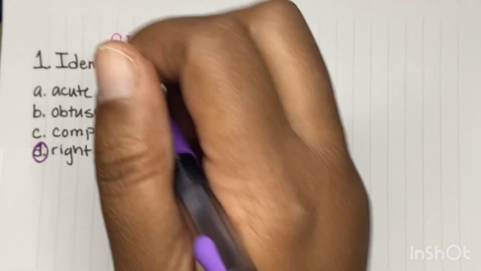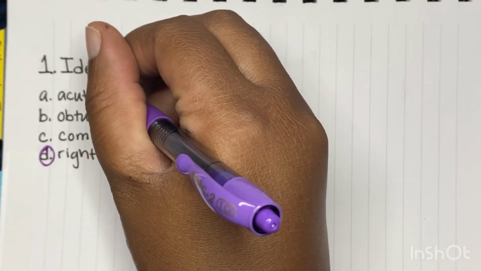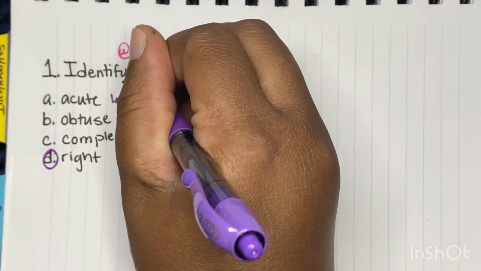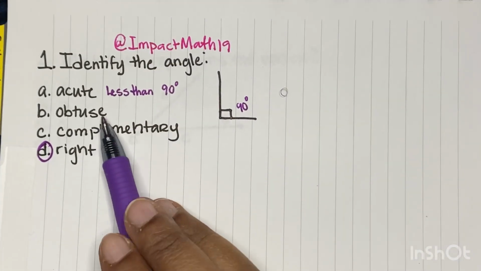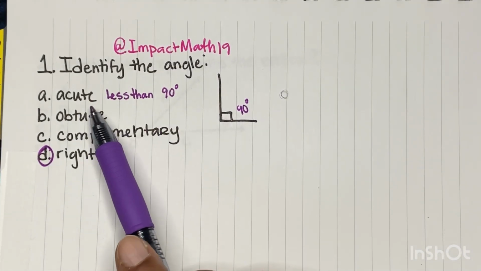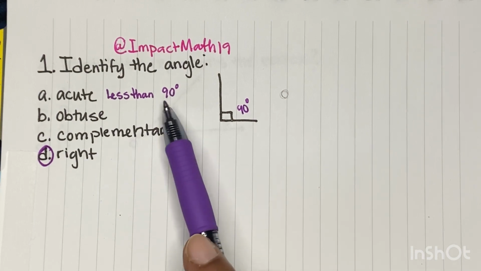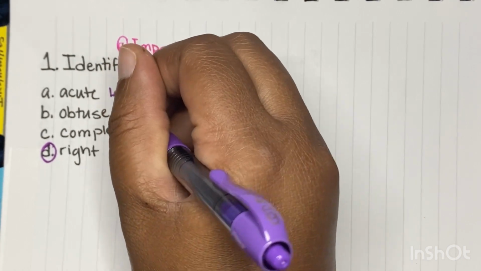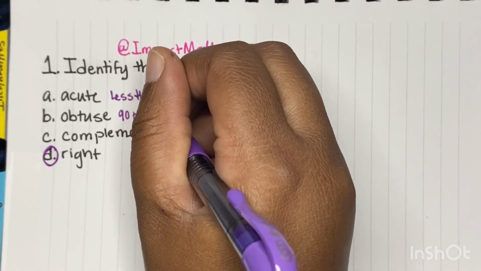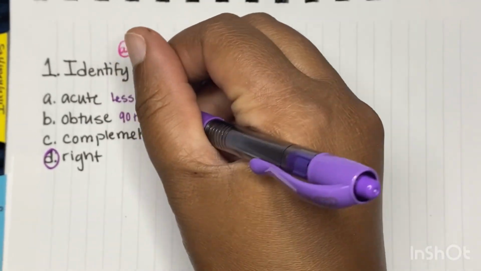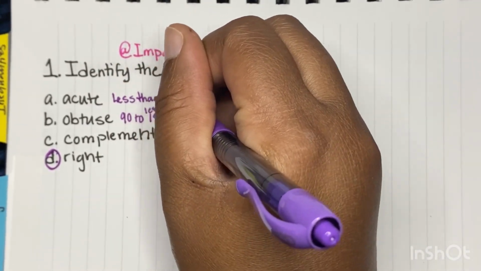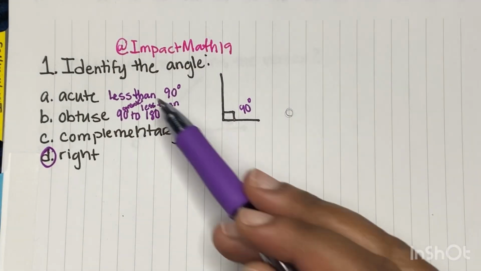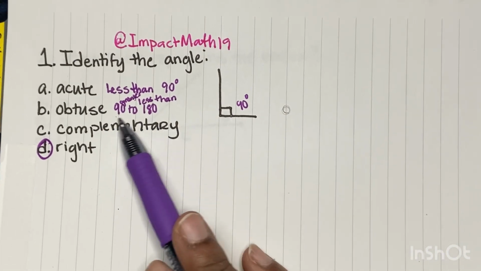So acute angles are any angle less than 90 degrees. Okay? So it's between 0 all the way up to 90, less than 90. Obtuse is 90 to 180, okay? So it has to be less than 180, but greater than 90. So greater than 90, less than 180, all the angles in between.